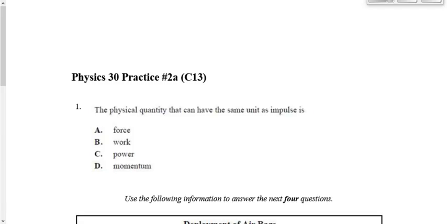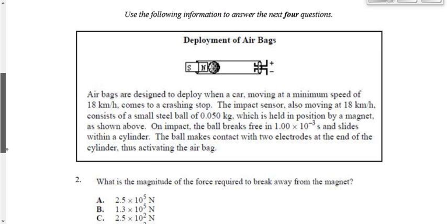Question number 1 says, the physical quantity that can have the same units as impulse. This should be a pretty straightforward one for us, right? What's the one that could have the same unit as impulse? Yep. It's got to be momentum, right? And the units would be kilograms meters per second, or the other set of units we could use would be Newton seconds. Not newtons per second, but Newton times seconds. So 1D is the correct answer.